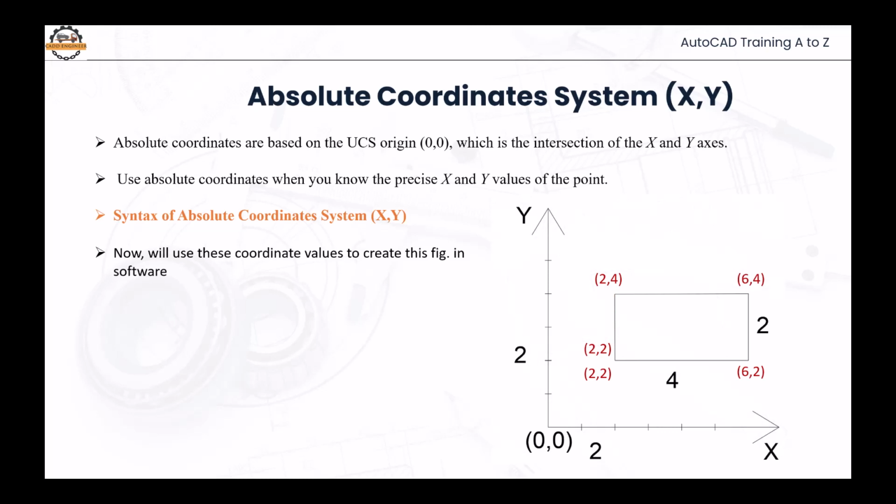Now we'll use these coordinate values to create this figure in the software. Let's see. We'll use the line command. To take the line command, we can use the shortcut L, enter, and then we'll give the coordinates one by one and we'll create this diagram. Let's see in the software.